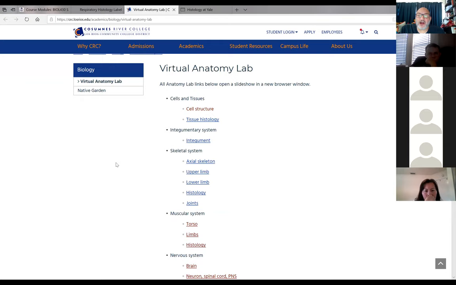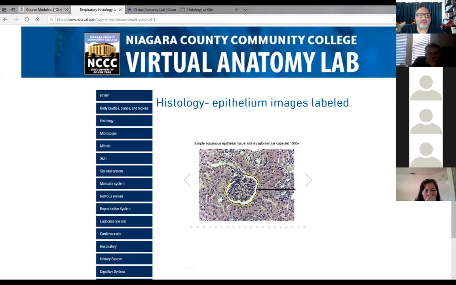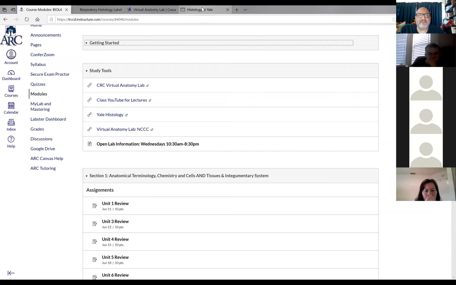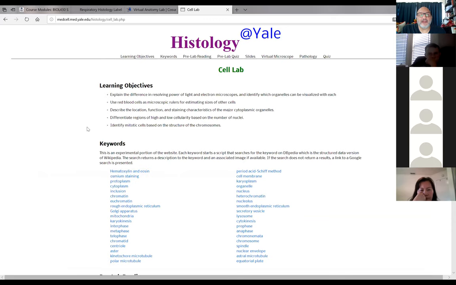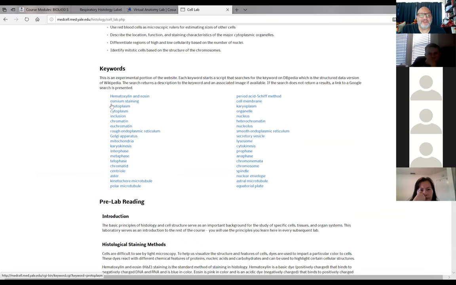For histology, the thing that I found that is the absolute best, and it will go back to here, is again this Yale histology. In fact, this Yale histology is way, way more information than you are ever going to be held responsible for in this class. So it can be a little overwhelming when you first look at it. So for instance, when you look at the cell, it has a whole lab with learning objective, keywords. Most of these things you're not going to need to know. You don't need to know what osmium staining is, for instance, or protoplasm or aster or things along those lines.